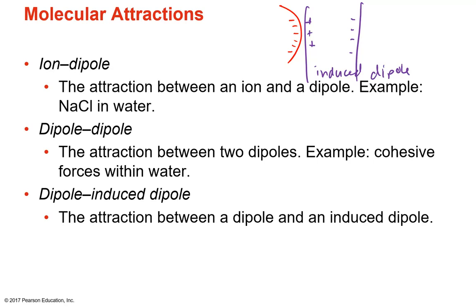Now the dipole-induced dipole is the same idea, except instead of bringing a charged object up, that'd be an ion, we're bringing up something that has a dipole moment like water. So water having a dipole moment, if it comes close to something like hydrogen, that's H2, it can make the charge of the hydrogen shift, and then when it shifts, it's a dipole, and then you're going to have an attraction.